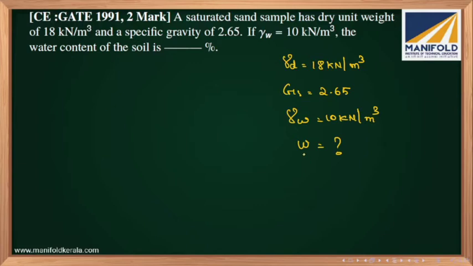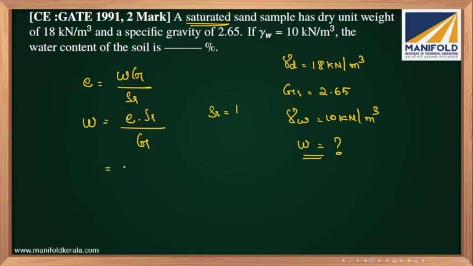The water content of the soil can be calculated from our basic relation e = wG/(S_r), so w = e S_r/G. In the question itself, they have mentioned it is a saturated soil sample, so S_r = 1. So w = e/G. G is directly given, so we want to find out e.